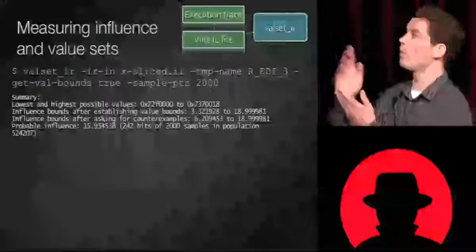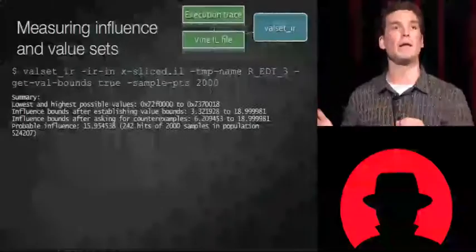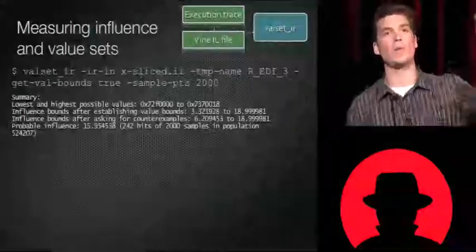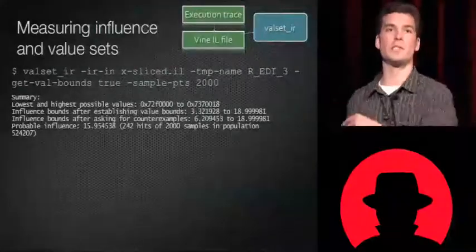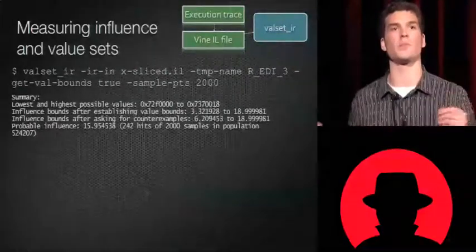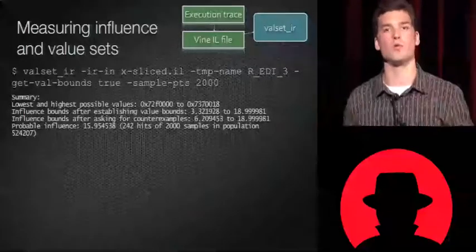This tool works by taking this intermediate language file, which was generated by Vine, and then computing a formula which relates all the inputs to the particular output we're interested in. And then it queries a decision procedure to solve for these bounds. In the case that it's not feasible to solve exactly, we can solve it to arbitrary precision.